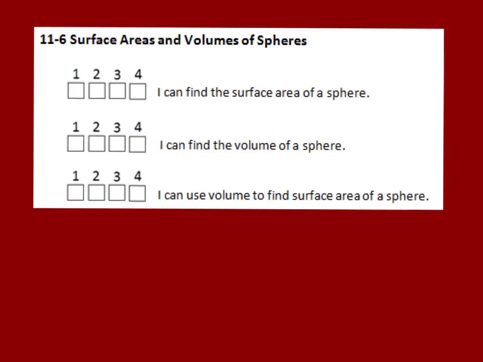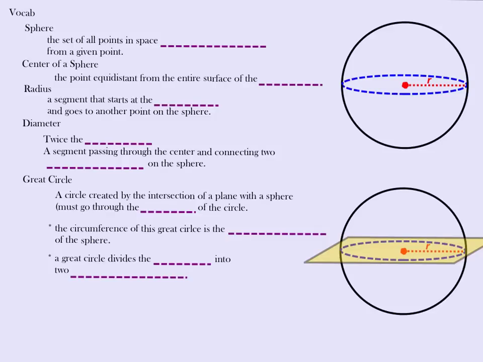In section 11.6, we move on to talking about the surface areas and volumes of spheres. So let's start off with some vocabulary. First of all, a sphere is the set of all points in space equidistant from a given point. The center of the sphere is that point that's equidistant from the surface of the sphere. So the point exactly in the middle of the sphere is going to be called the center of your sphere. The radius is a segment that starts at the center and goes to another point on the sphere.